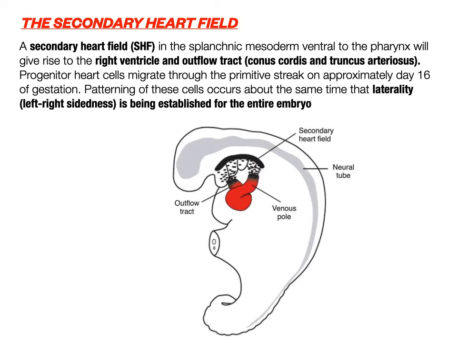The right and left side of the embryo is established at the moment of migration of the progenitor heart cells, and that happens by day 16. So you know that, for instance, the aortic arch normally bends to the left. This is established at this day.